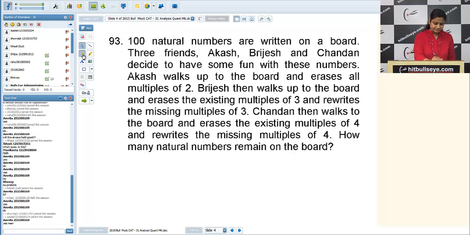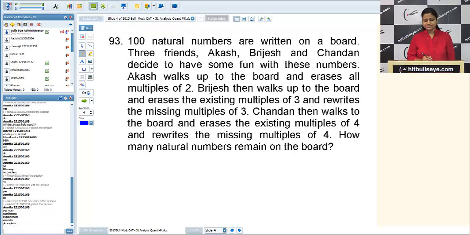93rd, a good question on number system, mistake prone, and moreover, you don't have options here. Let us see, 100 natural numbers are written on a board. 3 friends, Akash, Brijesh and Chandan, decide to have some fun with these numbers. Akash walks up to the board and erases all multiples of 2. See, what is the question? How many natural numbers remain on the board? That is our question.